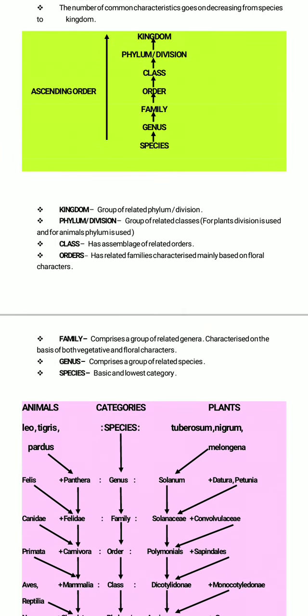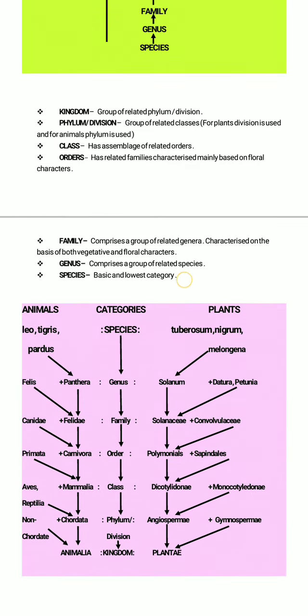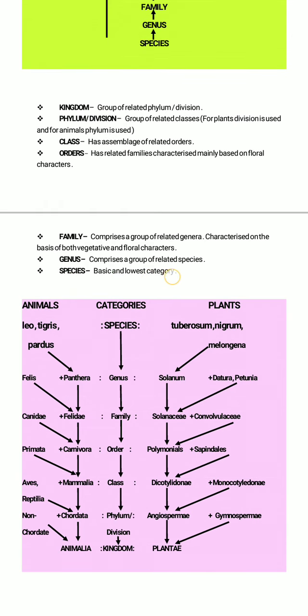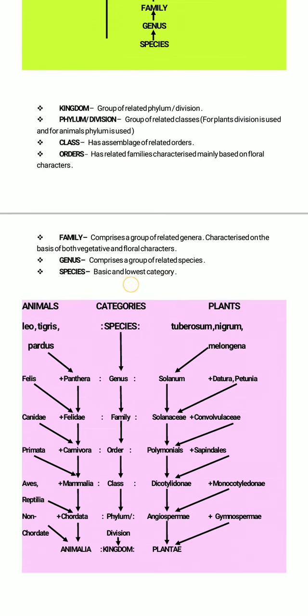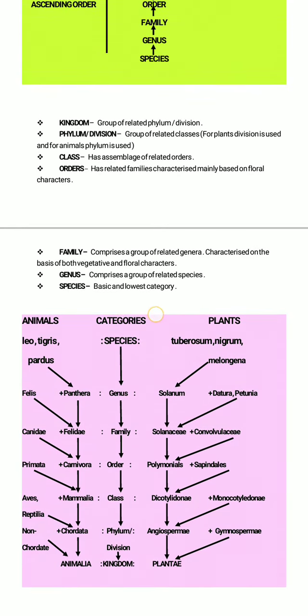Kingdom is the group of related phyla or divisions. Phylum or division is a group of related classes. For plants division is used and for animals phylum is used. Class is an assemblage of related orders. Order has related families, characterized mainly on floral characters. Family comprises a group of related genera, characterized on both vegetative and floral characters. Genus comprises a group of related species. Species is the basic and lowest category.